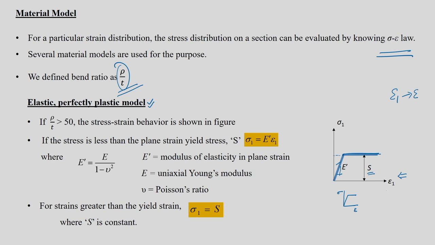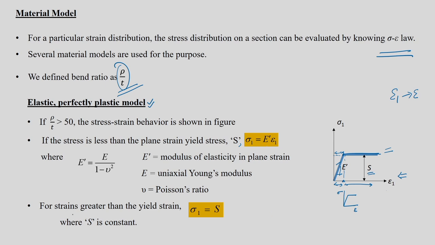Now with respect to this diagram, there are two parts. One is up to the strain corresponding to the end of the elastic part, and the other is beyond that. If the stress is less than the plane strain yield stress, then this equation can be defined as sigma 1 equals E dash into epsilon 1, which is well known to us. In this initial part, sigma 1 is nothing but E dash into epsilon 1.